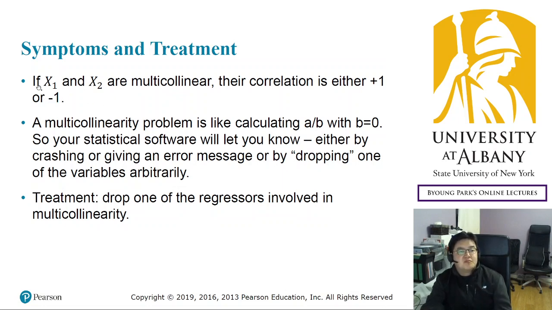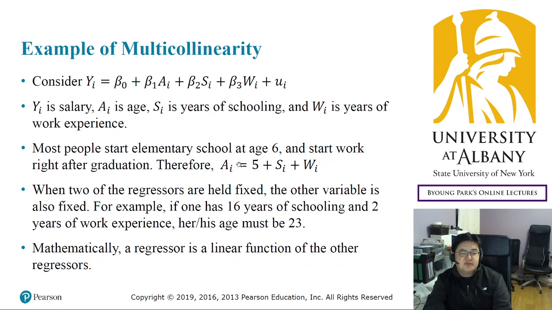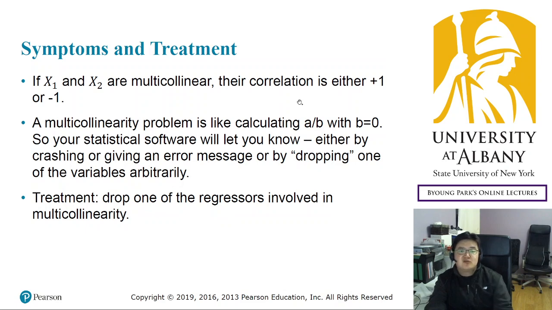So when you have two regressors involved in the multicollinearity, it's easy to detect. But like this case, there may be more than two variables involved in the multicollinearity problem. In this case, the correlation coefficient is not enough to find the problem. So in this case, you have to think. So you need to think about what's the problem.